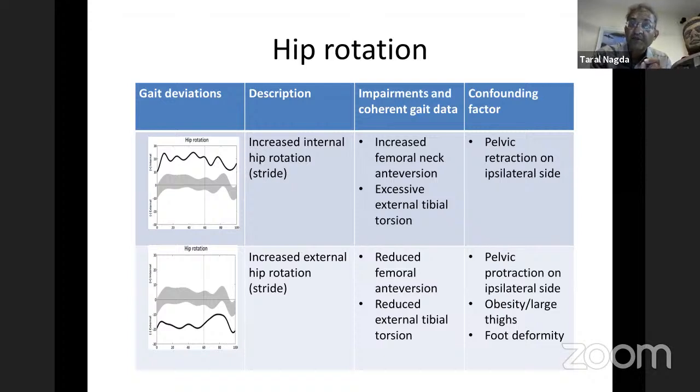Similarly, increase in hip external rotation can be because of femoral retroversion, but it can also be because of tibial intorsion. And this we see many times happening in children with clubfoot.